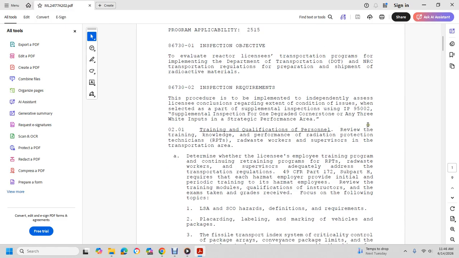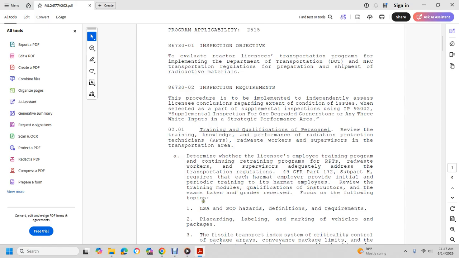201 Training and Qualification of Personnel. Review the training and knowledge performed of the radiation protection technicians, radioactive waste workers, and supervisors in the transportation area. Determine whether the licensee employee training program and continuing retraining programs of the radiation protection technicians, radwaste workers, and supervisors adequately address the transportation regulations. Title 49 CFR 172 Subpart H requires that each hazmat employer provide initial and periodic training to its hazmat employees. Review the training modules, qualifications of the instructor, the exams taken, and the grades.